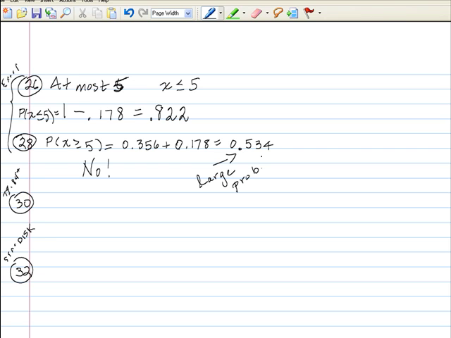Based on a Comcast survey, there's an 80% or 0.8 probability that a randomly selected adult will watch primetime TV live instead of online. Assume that 7 adults are randomly selected and find the indicated probability. So our probability of success is 0.8, N is 7, and in part A, we want exactly 2.